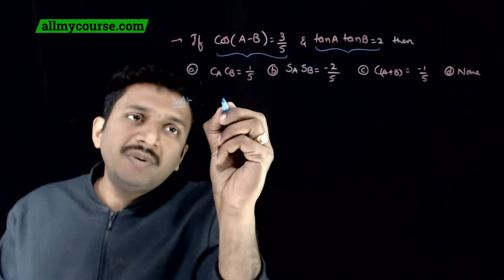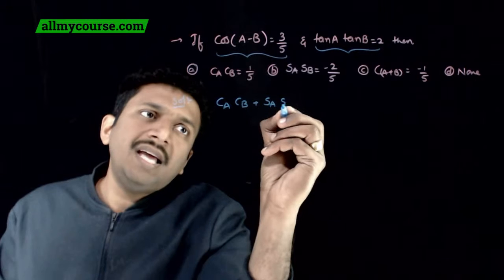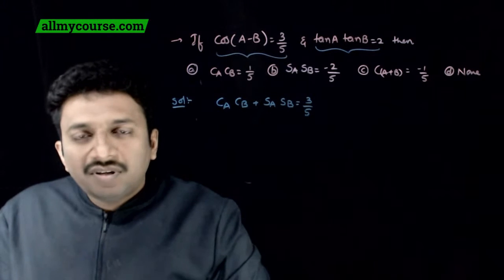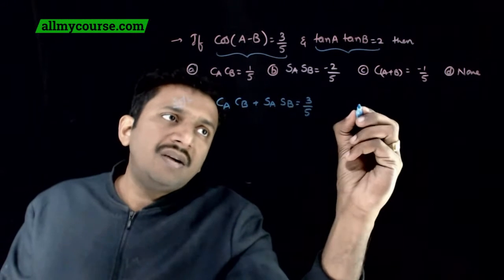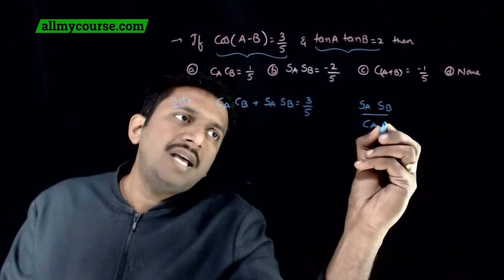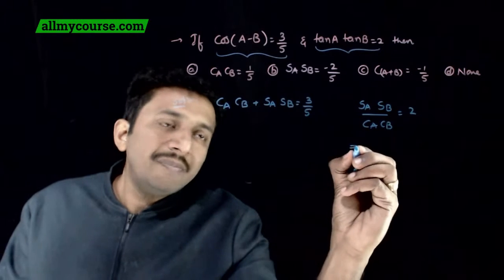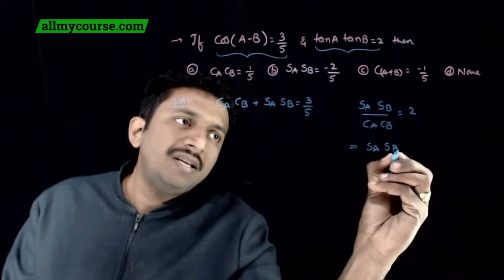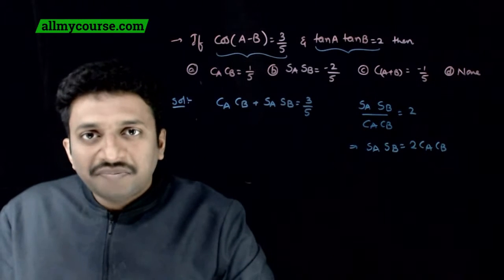Cos of (A − B) is cos A cos B plus sin A sin B, which is equal to 3/5. And let us try to analyze the second information. Tan A tan B is equal to 2. That means sin A sin B by cos A cos B is equal to 2. This implies, if I cross multiply this, sin A sin B is equal to 2 cos A cos B. Can I write this? Yes.